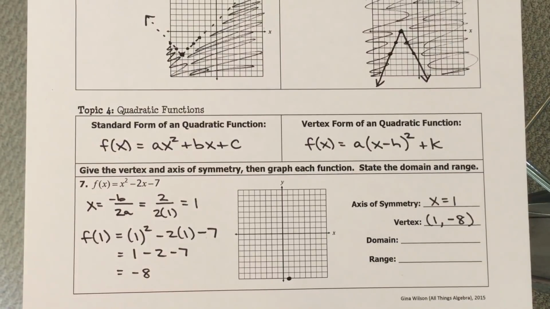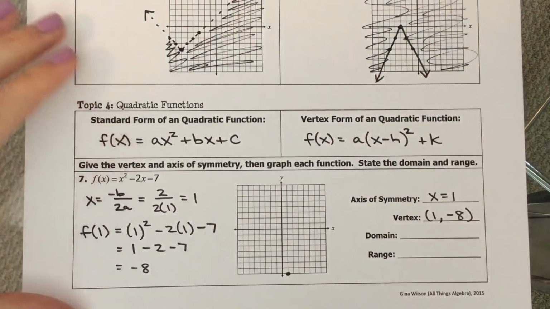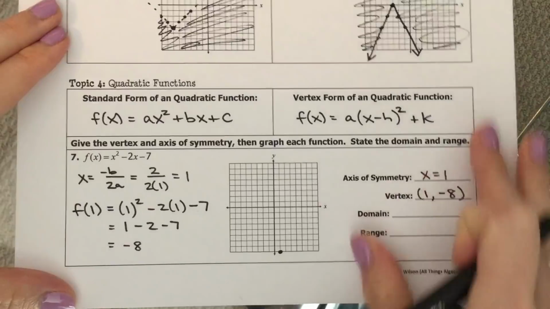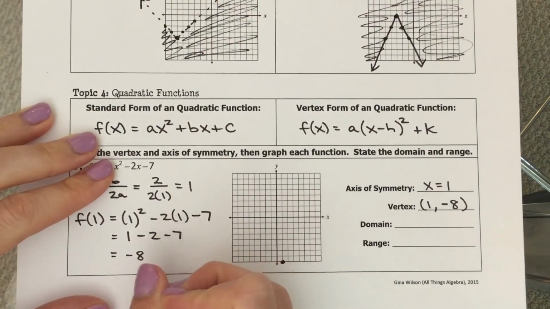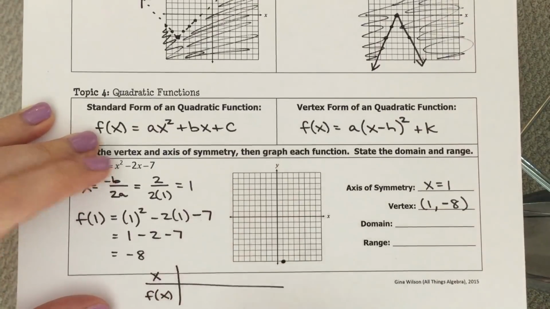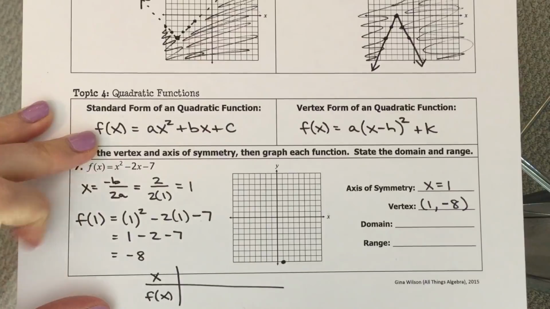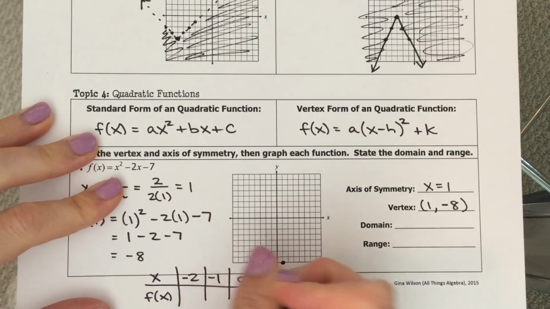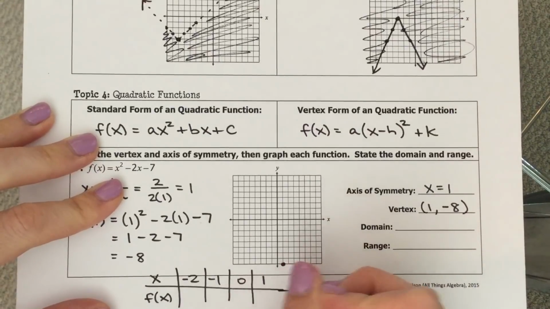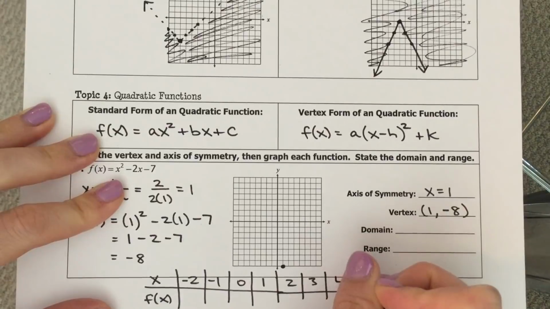The rest of it, we make that table, remember? So I'm going to sneak in a table horizontally right here because we don't really have any room to make it vertical like we normally do. So x and f of x. So remember, whatever value your vertex is goes right in the middle, and then you go down a few from there. So we would go down negative 2, negative 1, 0. You'd have your vertex right in the middle, and then we'd go up 2, 3, 4.